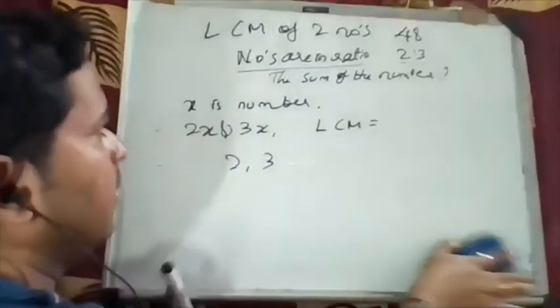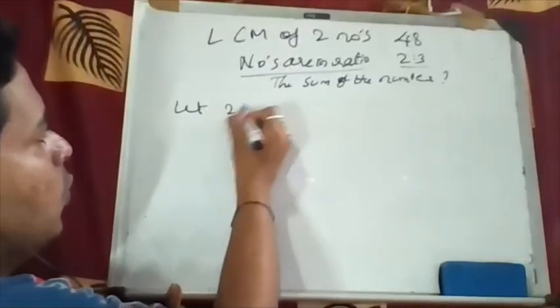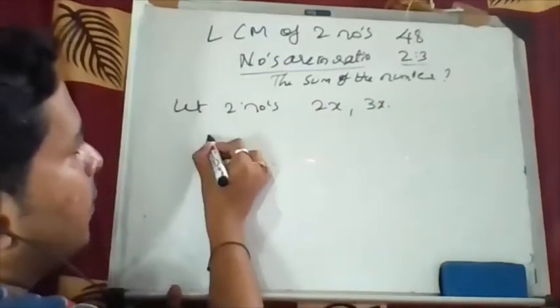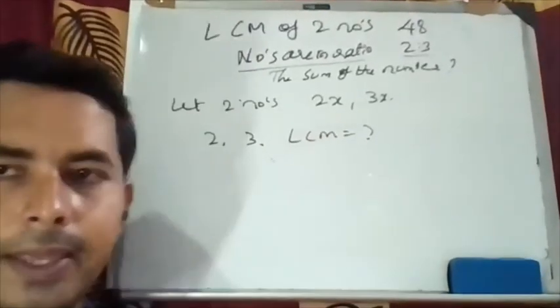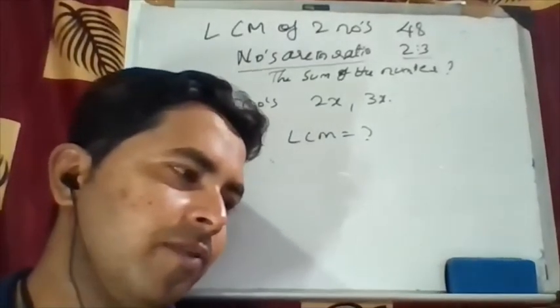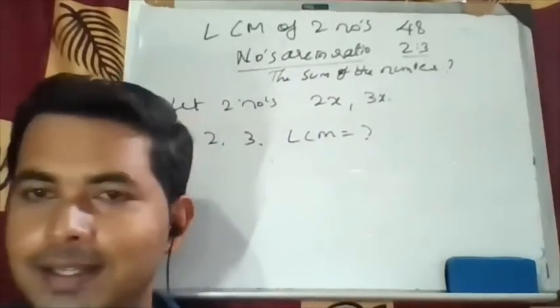So I'll start in different way. Let's take two numbers 2x and 3x. अगर मेरा 2 and 3 रहता तो उसका LCM क्या रहता है? What is the LCM of 2 and 3? 5 आता है क्या सर? You are doing addition. No sir. LCM of 2 and 3?